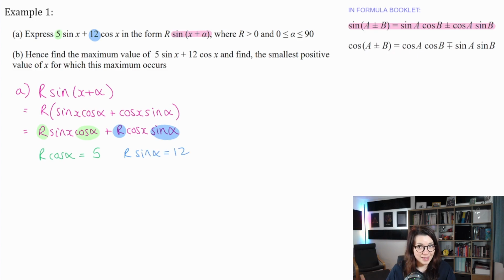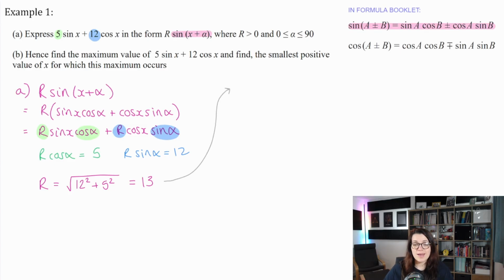Now there's a shortcut here to find r. You can say that r is literally just the square root of 12 squared plus 5 squared. So the square root of those two values squared, which in this case equals 13. For completeness, I will show you where this shortcut comes from, but you don't have to write this down in the exam. It comes from this.